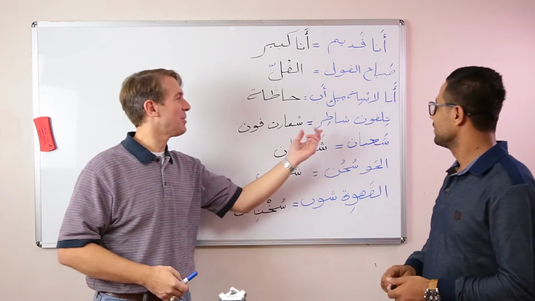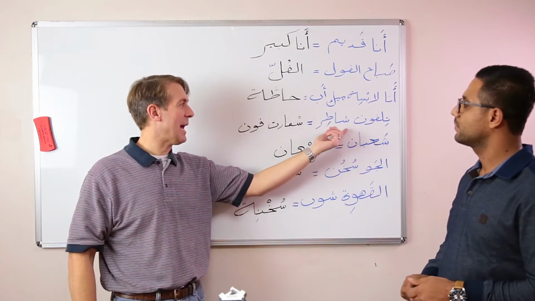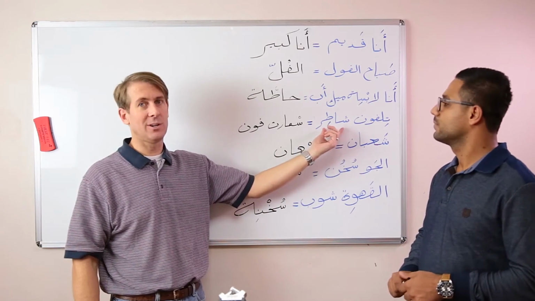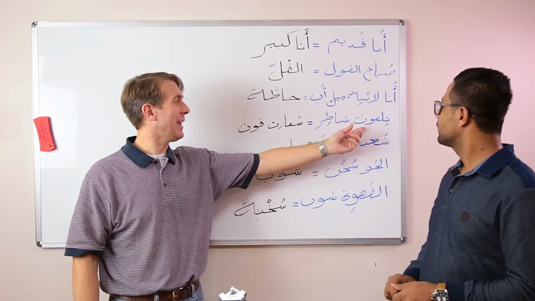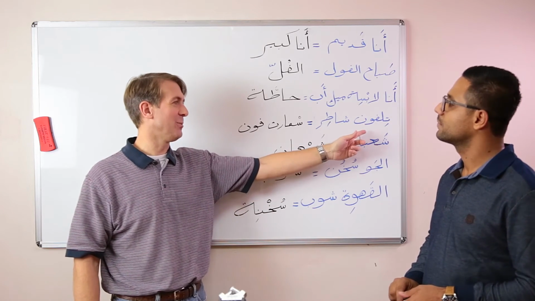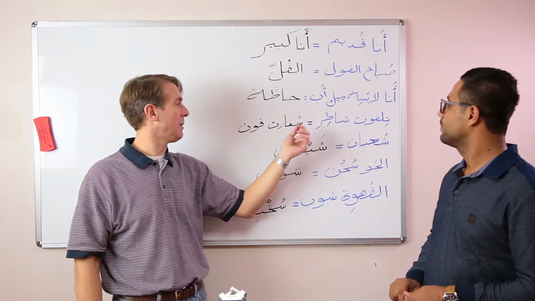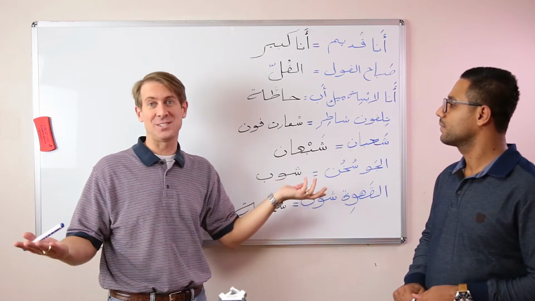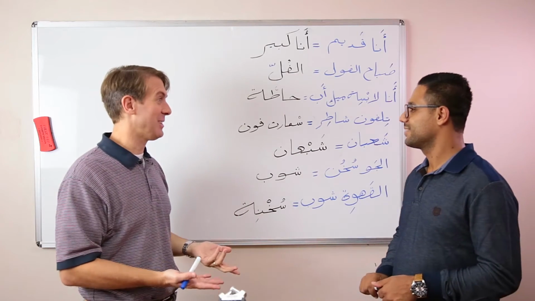So people try to say تليفون شاطر. شاطر is an adjective for a person who is smart. It just means smart. We can't say smart for the phone. So that's what Muhammad's saying. What they actually say is smartphone. It's just right from English, they actually use the English word.